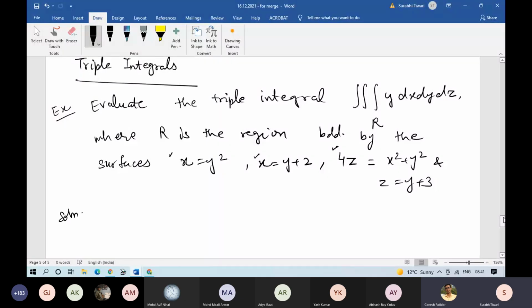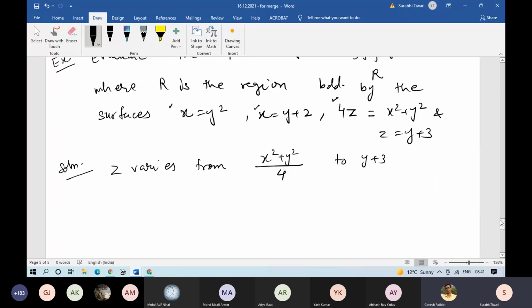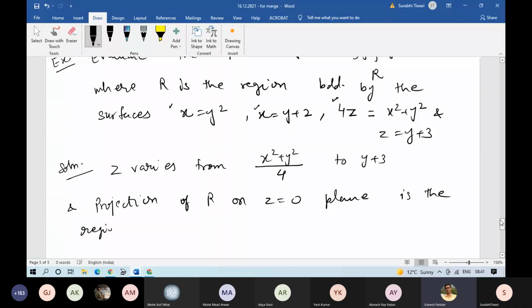First, so z varies from where, x square plus y square by 4 to y plus 3. Z is varying from this, ठीक. यहाँ से तो हमें z की वैल्यू मिल नहीं रही है, and projection of R on z is equal to 0 plane is the region bounded by x is equal to y square and x is equal to y plus 2, ठीक.